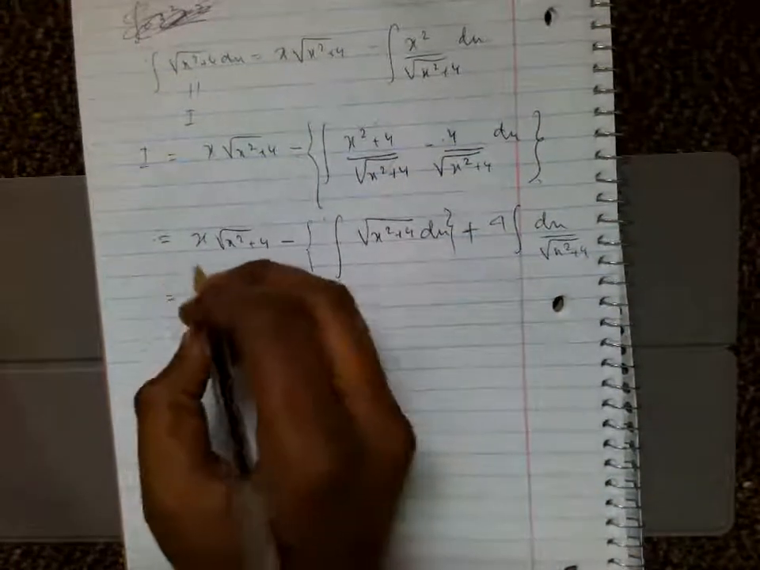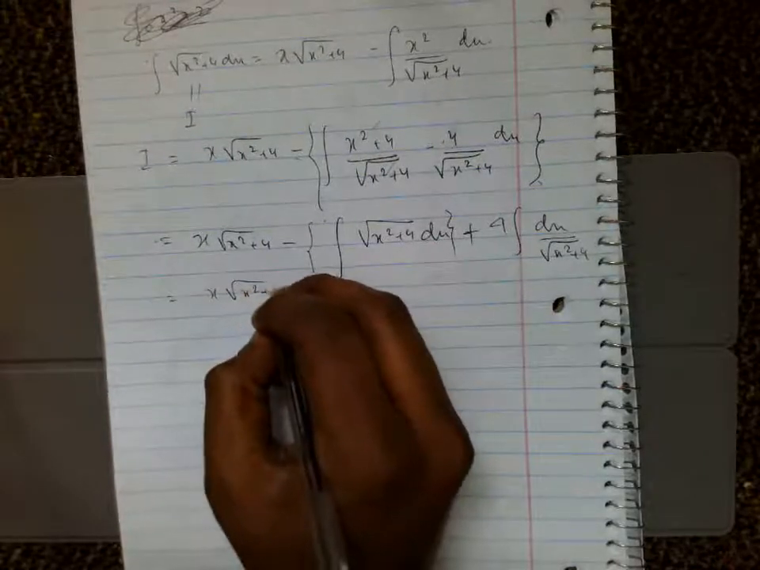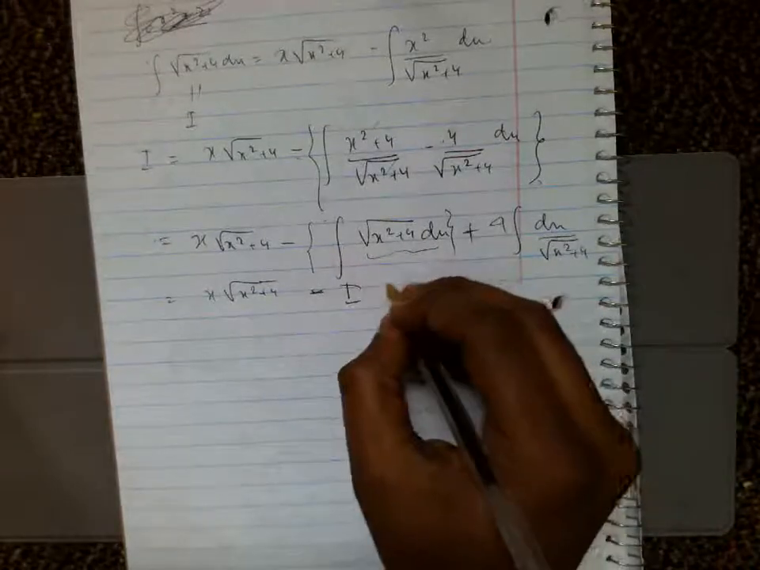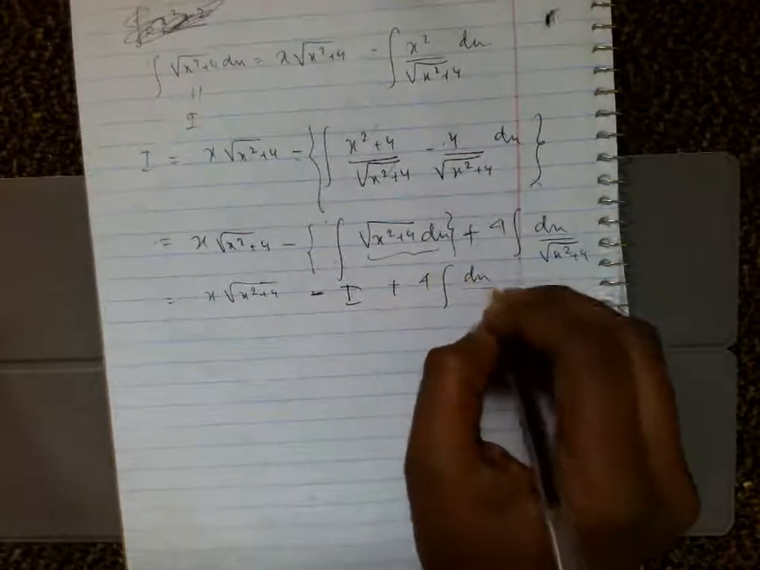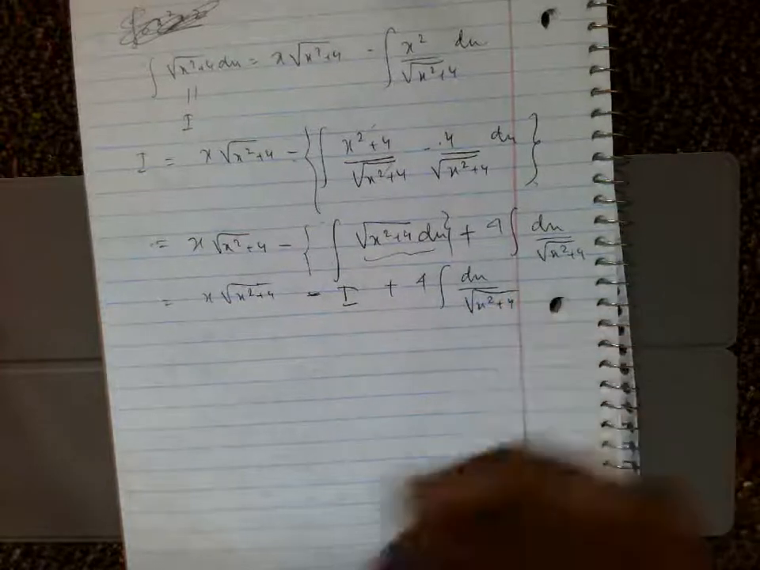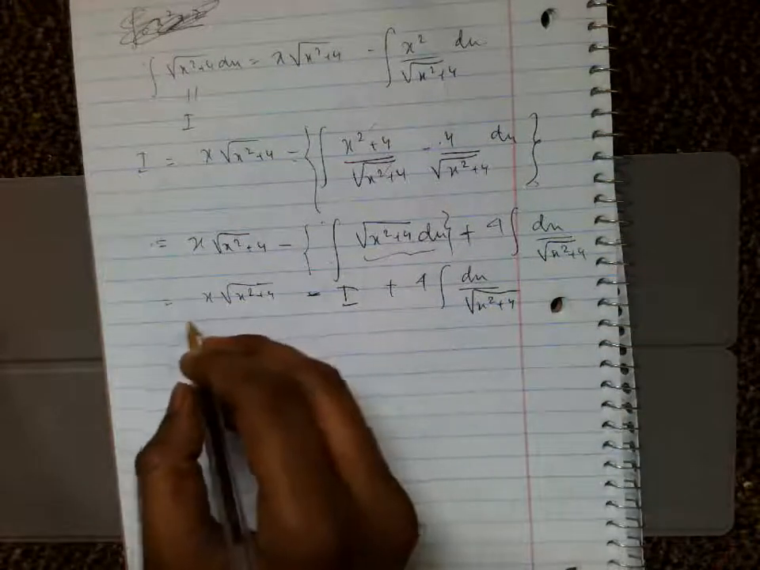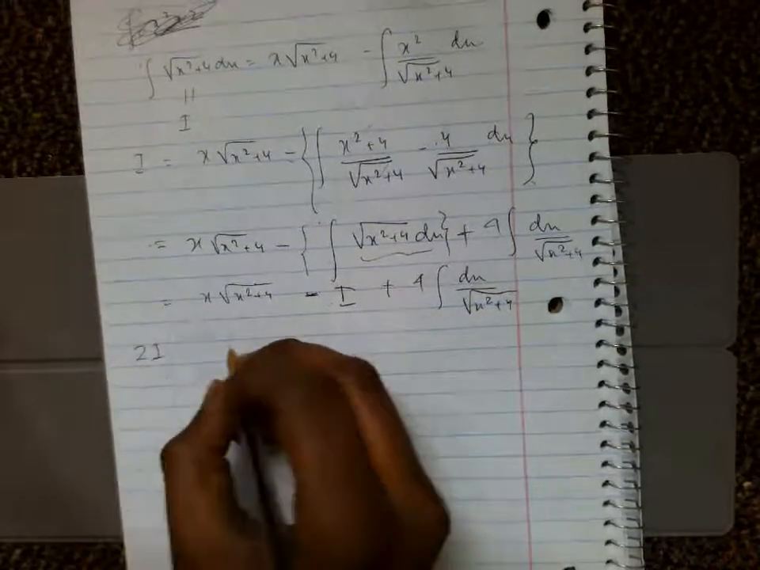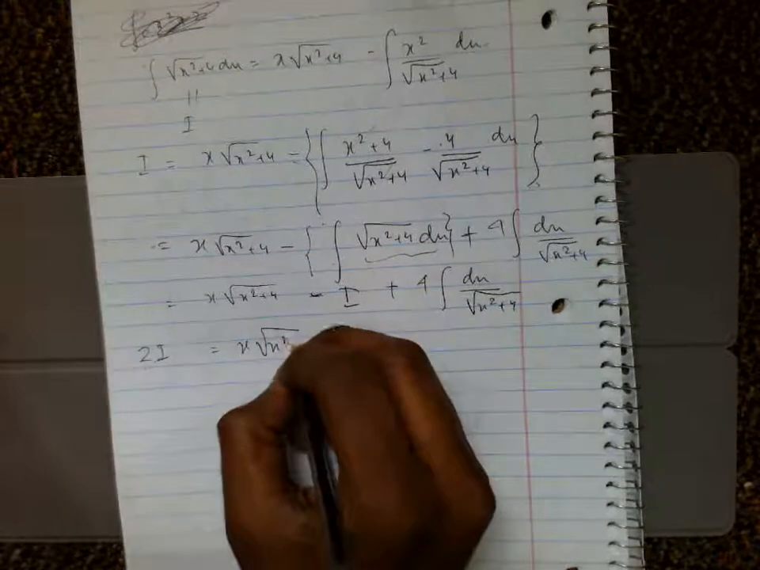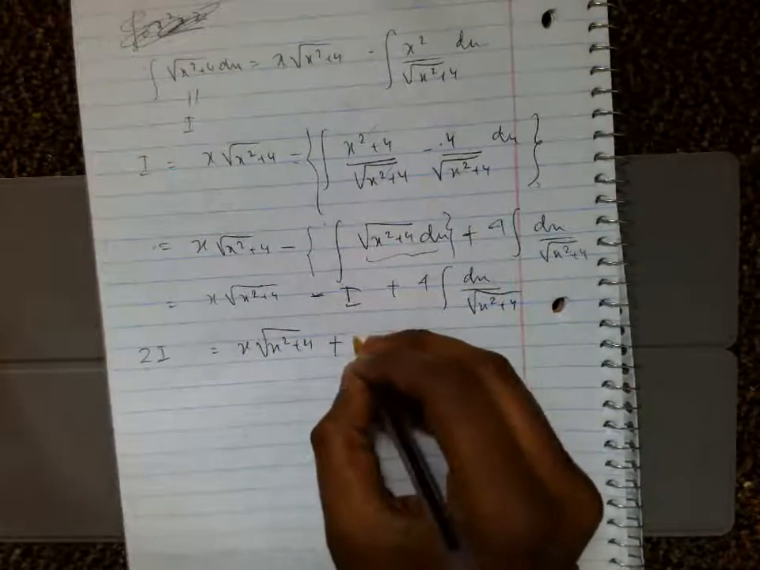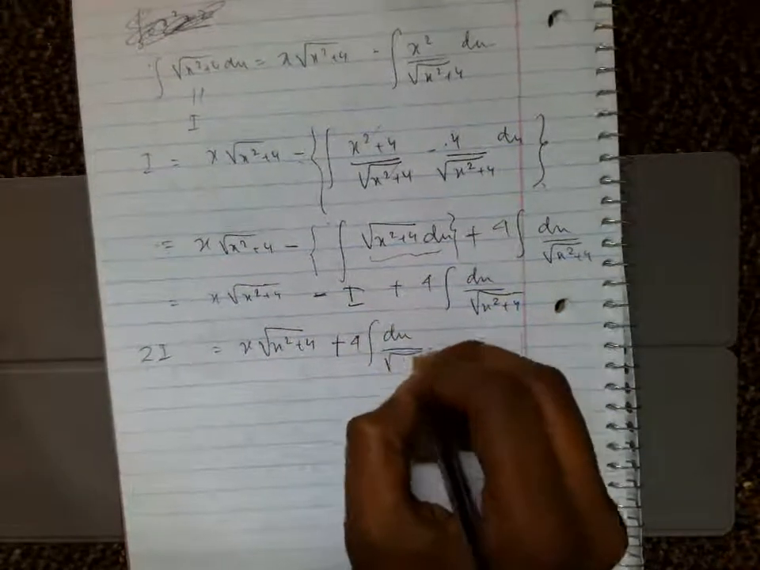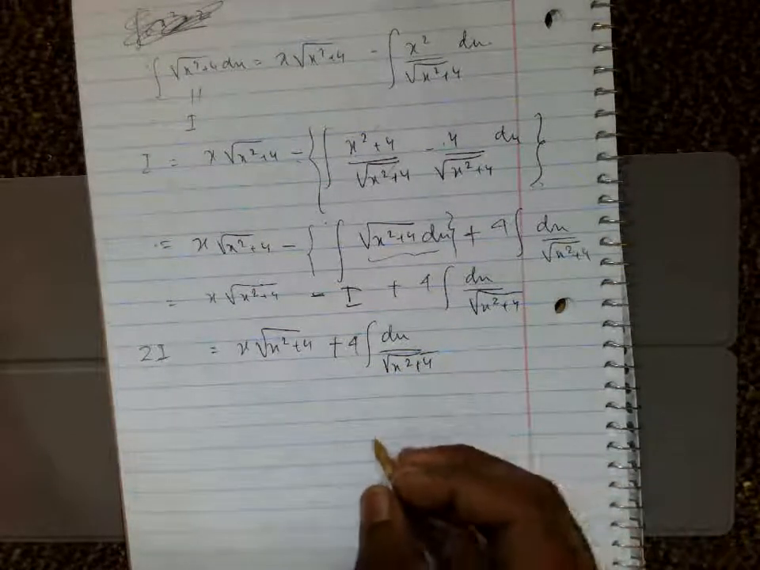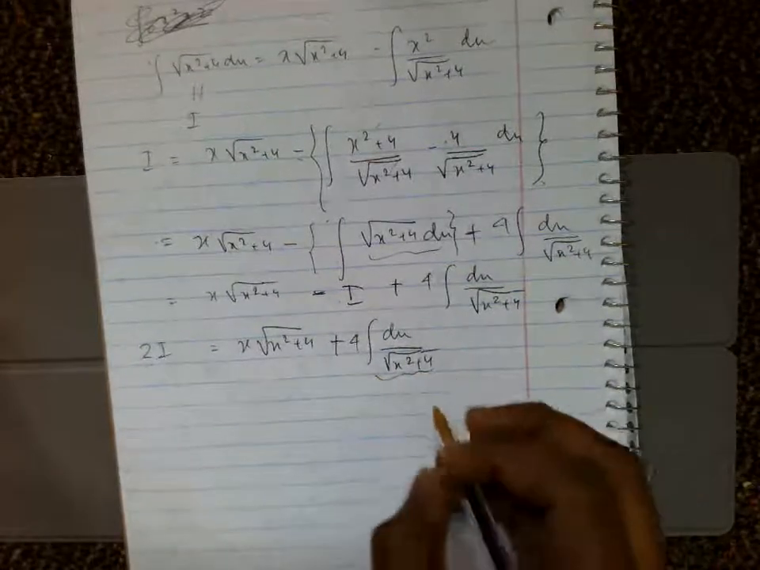So therefore you have I is equal to x square root x square plus 4 minus, and here you have I again, so this can be written down as minus I plus 4 integration of this. And so now, you take this I here, you will have 2I is equal to x square root x square plus 4 plus 4 times integration of this. And now you can integrate this.